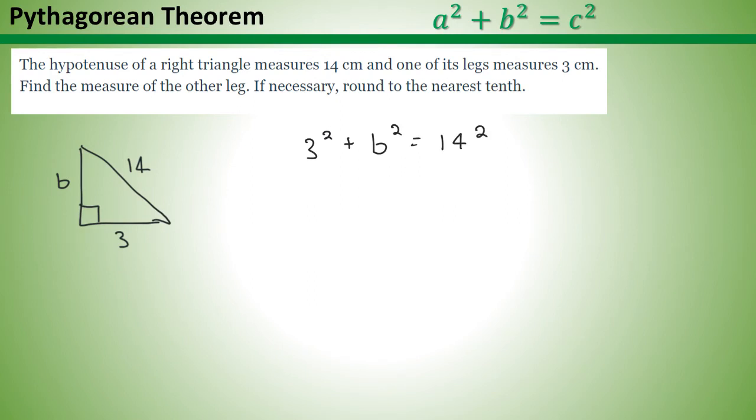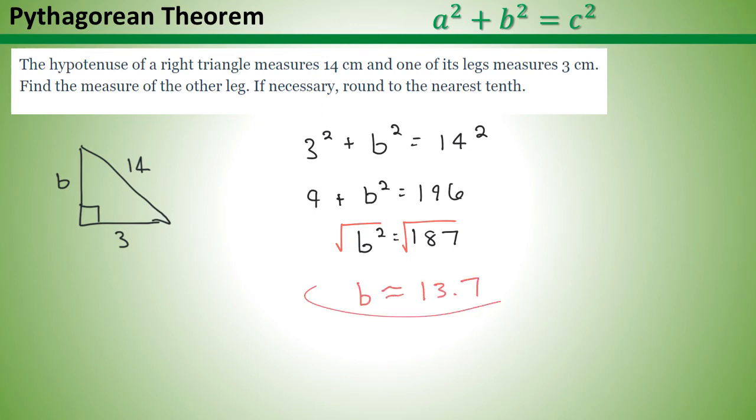Okay, so let's go ahead and square everything. 3 squared is 9 plus b squared is equal to 14 squared, which is 196. Okay, so subtract 9 from both sides, and we get b squared is 187, and then take the square root. Okay, so the square root of 187 is approximately 13.7. And that's it there.